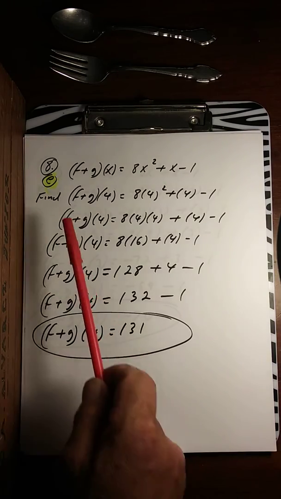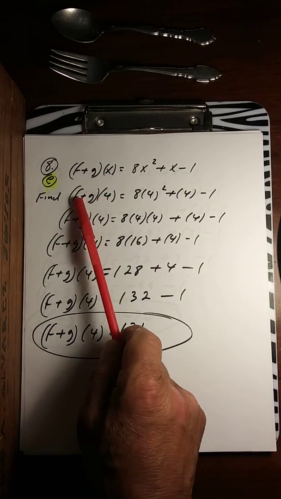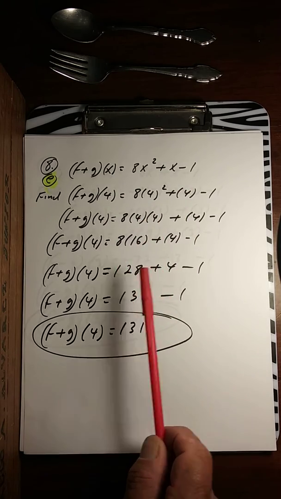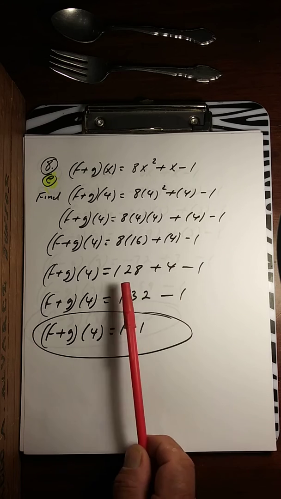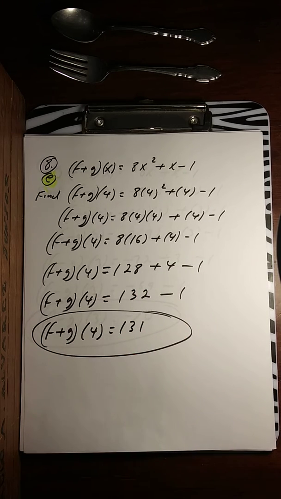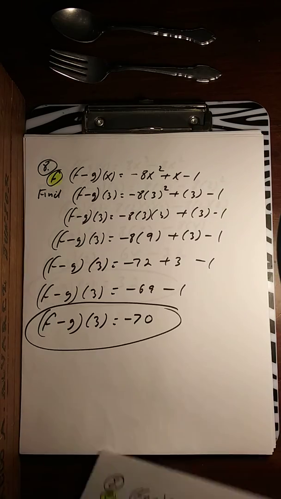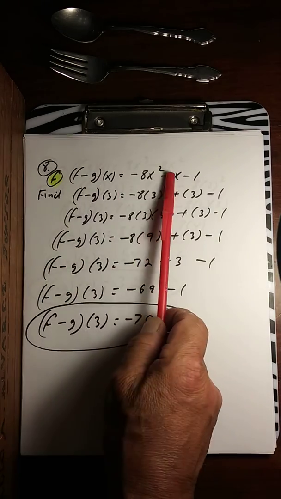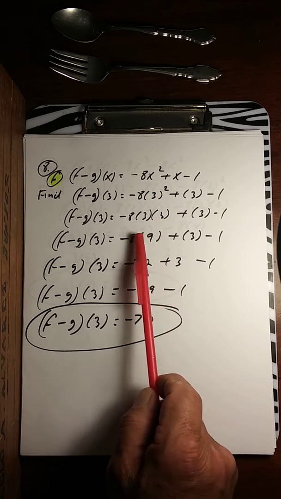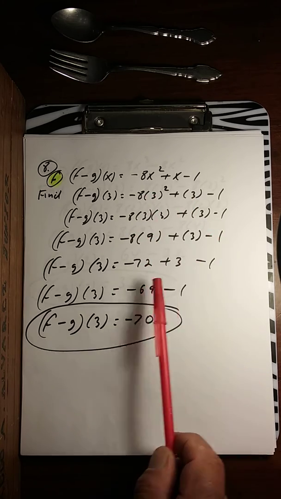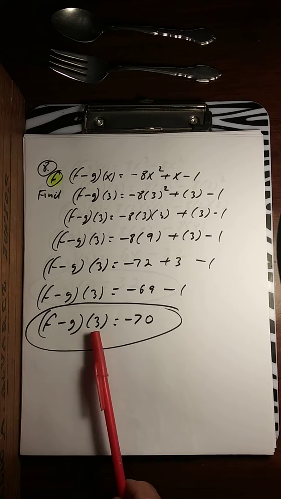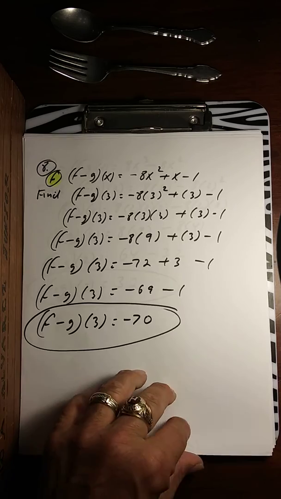So now we have f plus g of x is this. f plus g of 4: put a 4 in there, put a 4 in there. 16 times that is 128. That's a 4, so that and that's 132. 132 minus that, 131. So f plus g of 4 is 131. f minus g of x is this. f minus g of 3: put a 3 there, put a 3 there. 3 times 3 is 9, 9 times that, bring the number down. So negative 72 plus that, negative 69 minus 1, negative 70. So f minus g of 3 is negative 70.